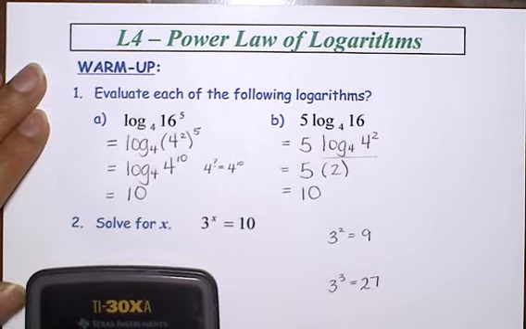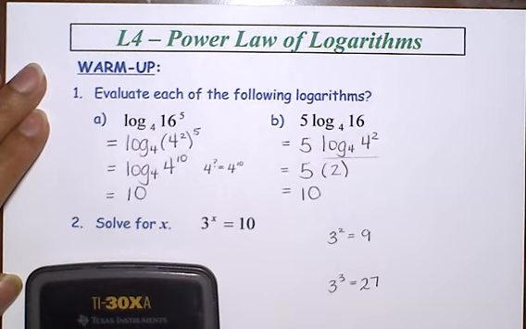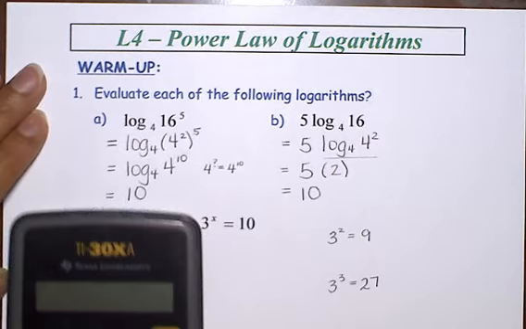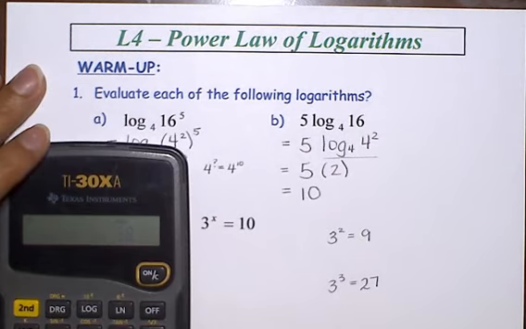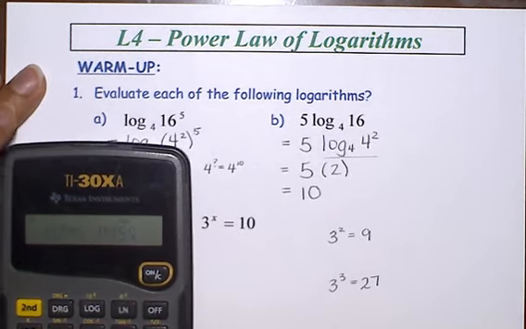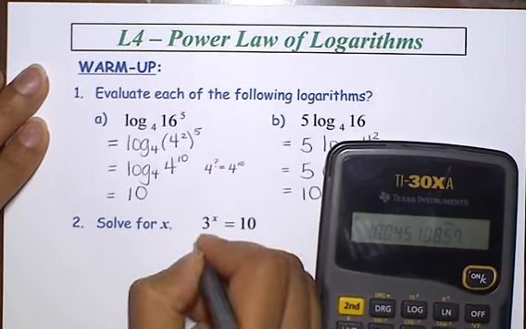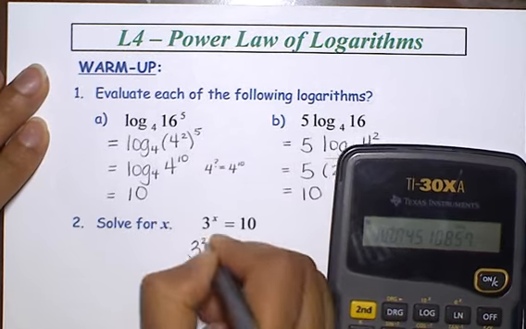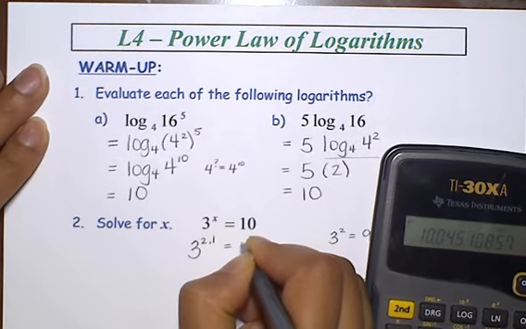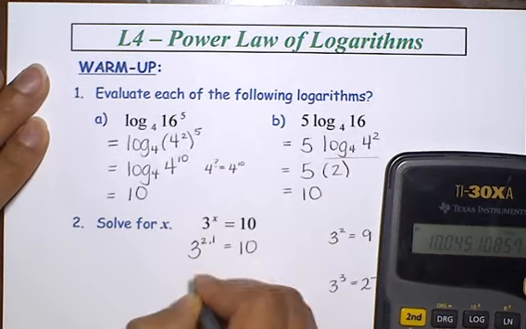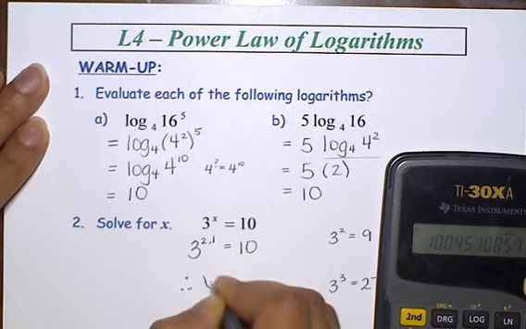So I'm going to do 3 to the exponent 2.1, and I don't know if you can see this, and I get a result of 10.045. So that's pretty close. So I have 3 to the exponent 2.1 is equal to 10, and so I know that x is equal to 2.1.